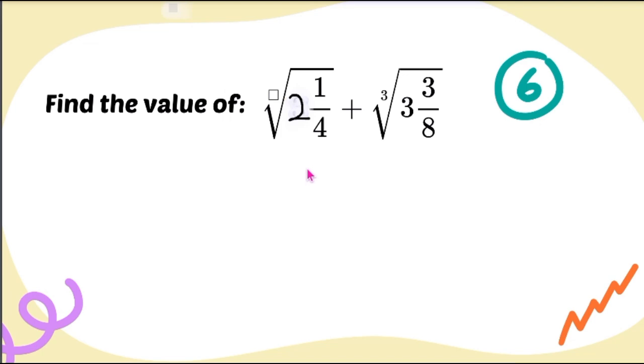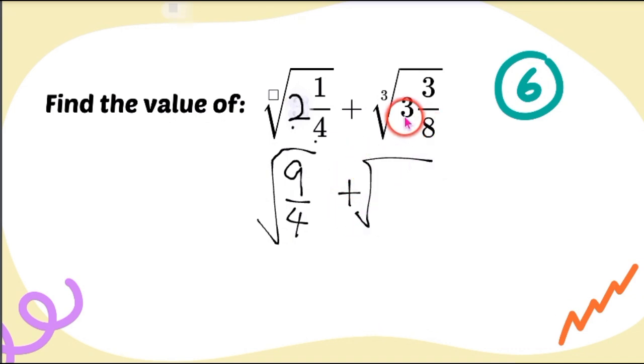Okay, question 6 says find the square root of 2 1/4 plus the cube root of 3 whole number 3 over 8. Okay, so the first step to do here is to turn these 2 mixed fractions into improper fractions. So this will give me 4 times 2 is 8 plus 1, 9 over 4. Don't forget to add your square root there, and then plus the cube root of 8 times 3 is 24, 24 plus 3 is 27, 27 over 8, and this is a cube root, not a square root.